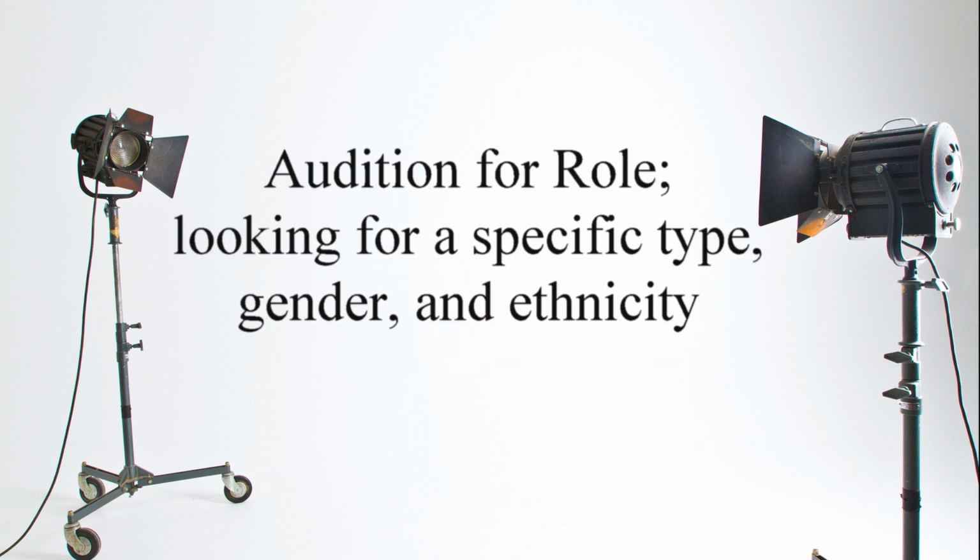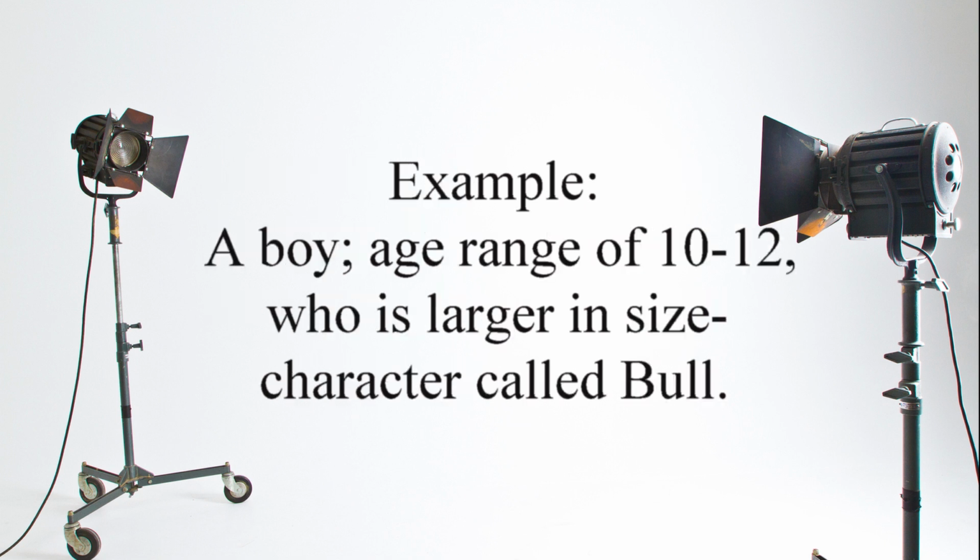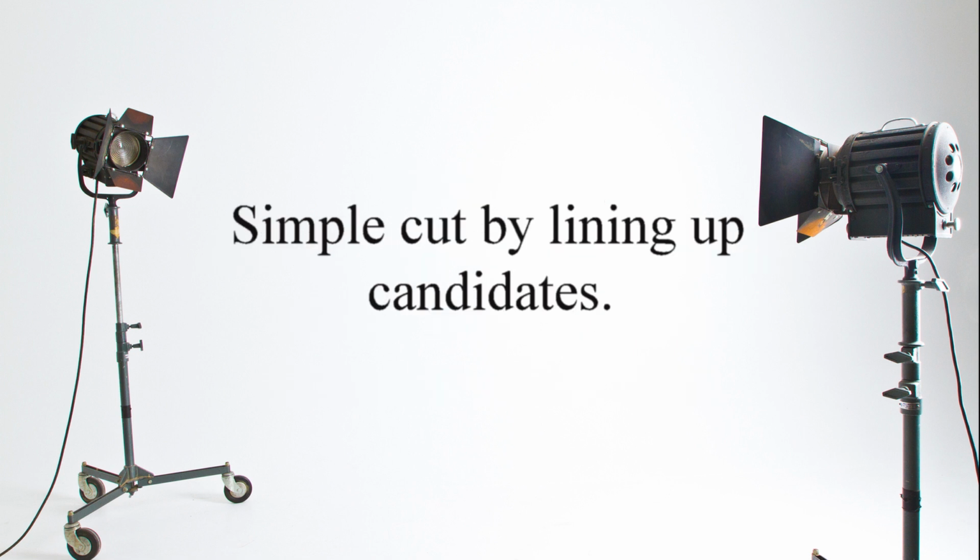There are two types of first phase auditions. One for roles which require a specific type, gender, or ethnicity, or a general talent search, looking for individuals they can place in future movies and shows. This phase usually has multiple steps within the process. For example, let's say they are looking for a specific type, a boy, age range of 10 to 12, who is larger in size to play a character called Bull. The first cut may be a simple lineup of the candidates to do a visual separation. Don't be discouraged if you don't fit the role. There is always the next audition.